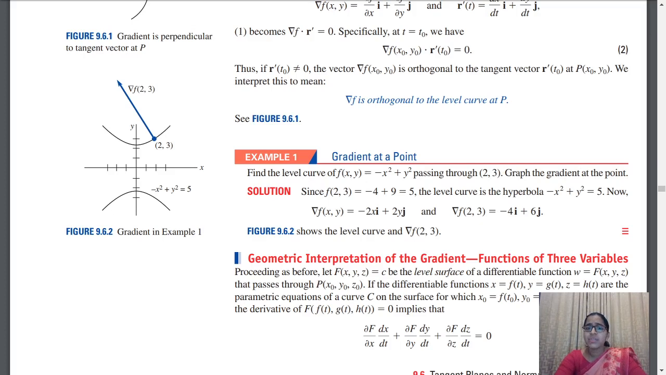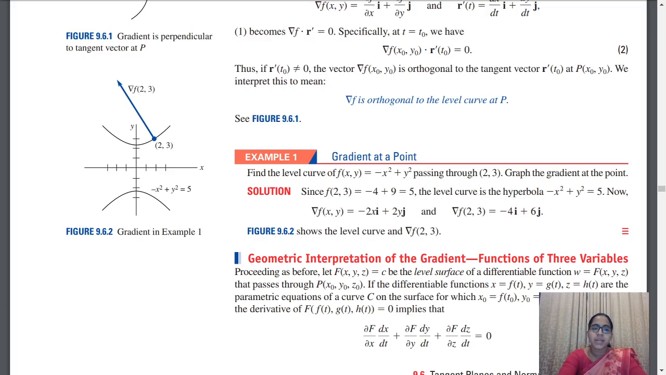So what do we have to find? We have to find the level curve of this particular surface. How can we do that? Given f(x, y) = -x² + y², we substitute the values (2, 3) in this. f(2, 3) is nothing other than 5. So f(x, y) = 5 will be the particular level curve, that is, -x² + y² = 5. So that is the equation of a hyperbola.